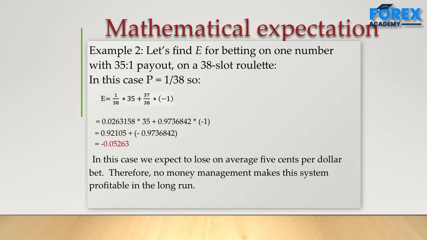Therefore, the roulette game has a mathematical expectation of minus 0.053. So, in this case we expect to lose on average 5 cents per dollar bet. Therefore, no money management makes this system profitable in the long run.